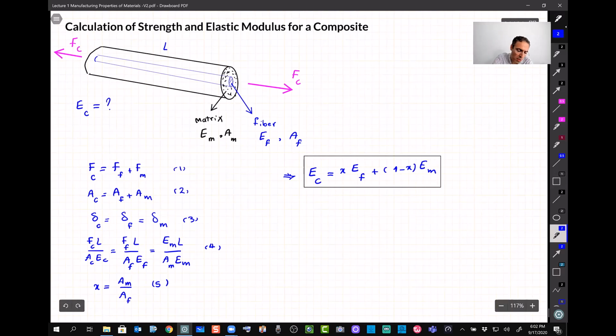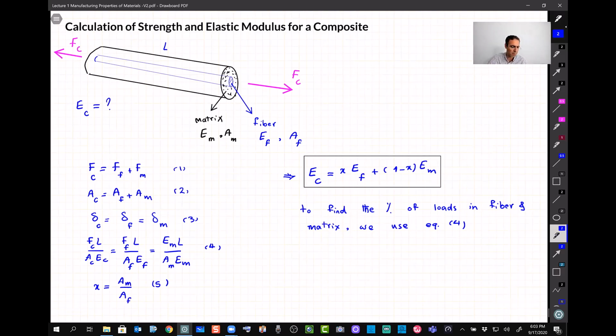And also, if you are interested to find out the portion of load that goes to the fiber and to the matrix, to find the percentage of loads in fiber and matrix, we use equation number 4, right? If you use equation number 4, you can easily find out how much of this FC goes to FF and how much goes to the matrix. Very simple. All right, so that's all.